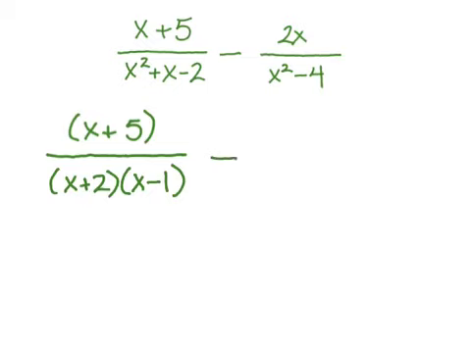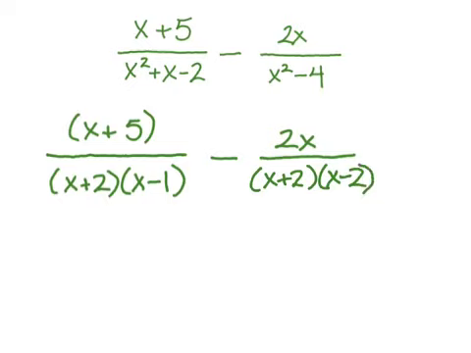From here, we're going to subtract our second one. For the top of this one, 2x, there's only one term. There's really nothing to factor, so I'm going to leave it just as is. Instead, I want to pay attention here to the denominator, x squared minus 4. That's the difference of squares. So we know when we factor that, we're going to end up with x plus 2 times x minus 2.